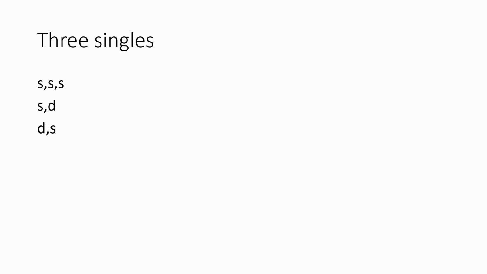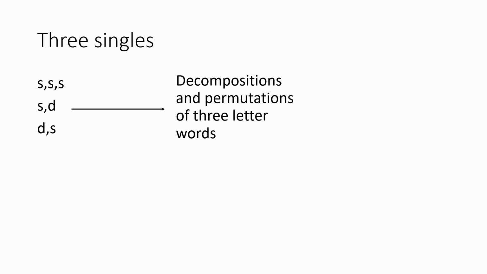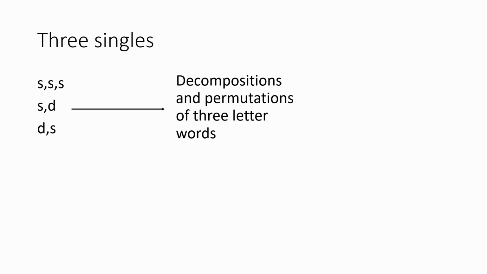Yeah, so how do I know this is correct? Let's take the 3 singles example. So how can we arrange 3 singles in 3 different ways? Well, we can do single, single, single, or single, double, or double, single. And what does this remind us of? Of course, it is the decompositions and permutations of 3-letter words. So on top is our single, single, single decomposition with 1 permutation, and on the bottom is the single, double decomposition with 2 permutations. It shows up here as well. And it's not exactly clear looking at this why it shows up here, but it does.